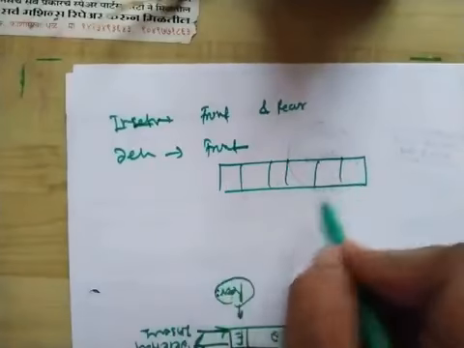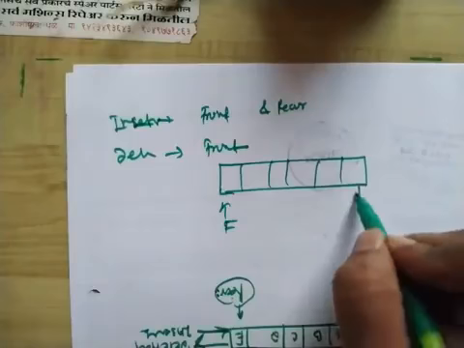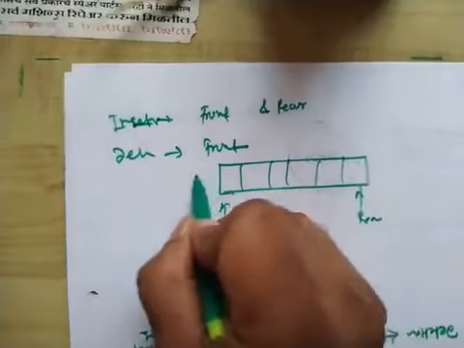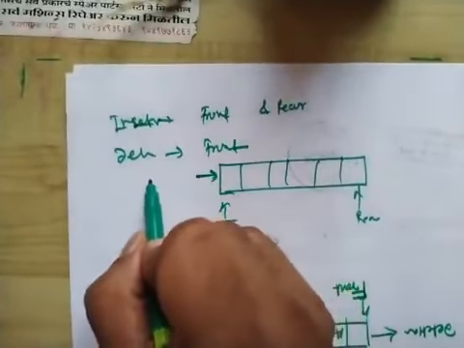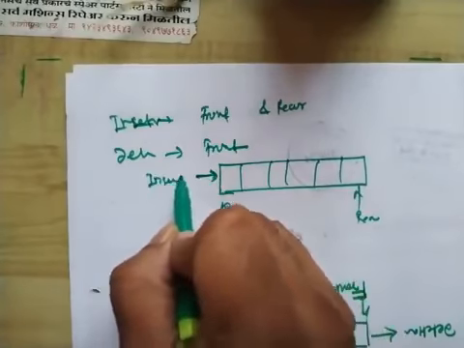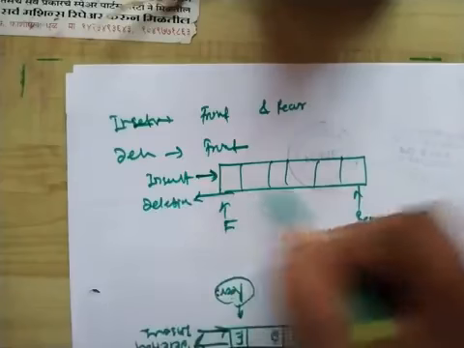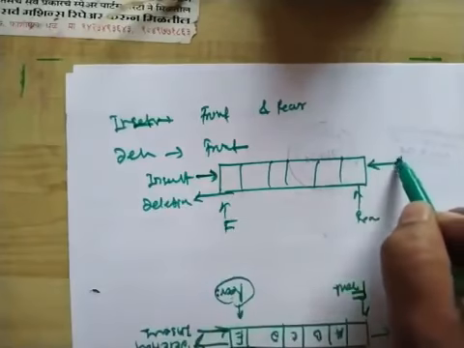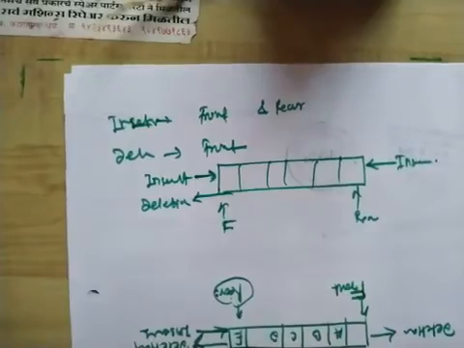For example, suppose this is your front and this is your rear. So we can perform insertion from both ends. So this is the front end and we can insert through the front end. So insert, this is deletion, and also we can insert at the rear end also. So this is output restricted double-ended queue. Okay.